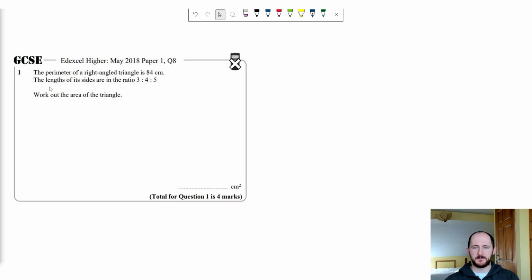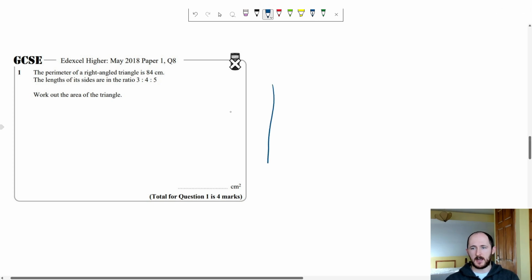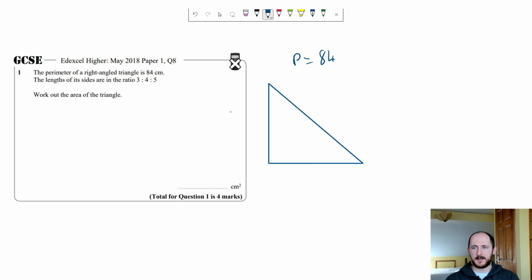I love this question. The perimeter of a right angled triangle is 84 centimeters. I like to draw out the triangle. And they're telling me that the perimeter, so all of the lengths added up, is 84 centimeters, and the lengths of the sides are in the ratio 3 to 4 to 5. What's the area? Now, if you remember, to work out the area, we just need this side times this side.